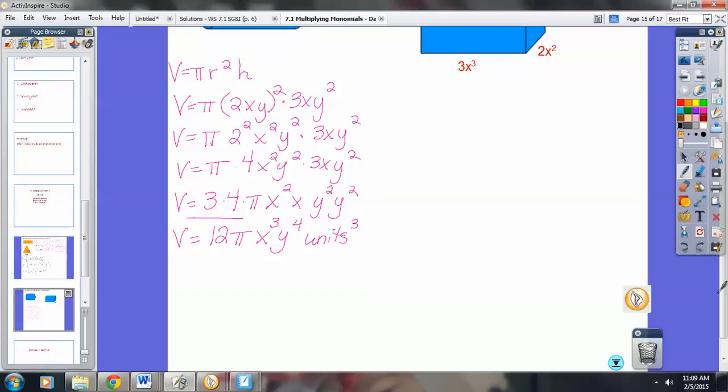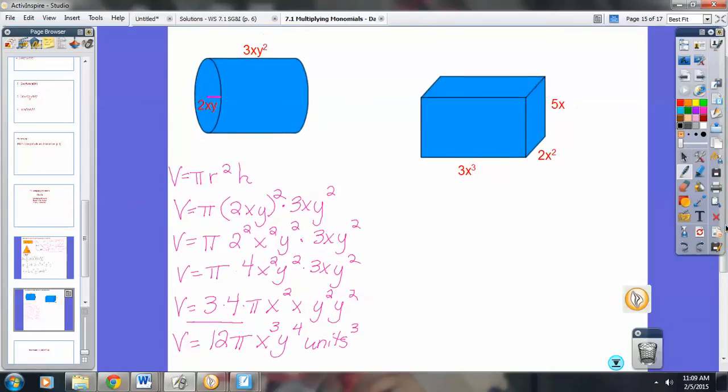Let's look at our next picture. What shape are we looking at? A cube. Not technically a cube. Is this a cube? No. How do I know it's not a cube? It's longer. Are the length, the width, and the height the same? No.